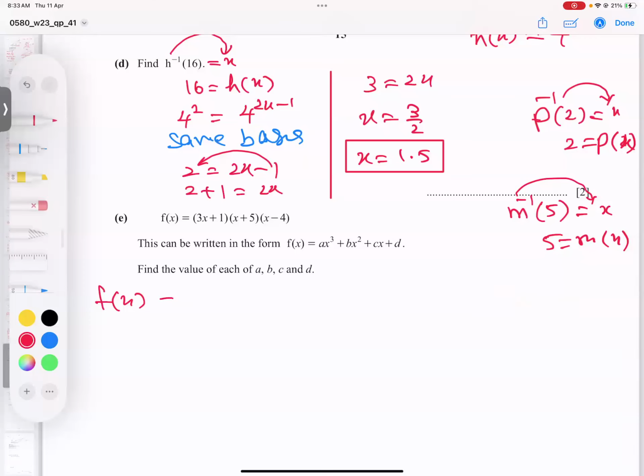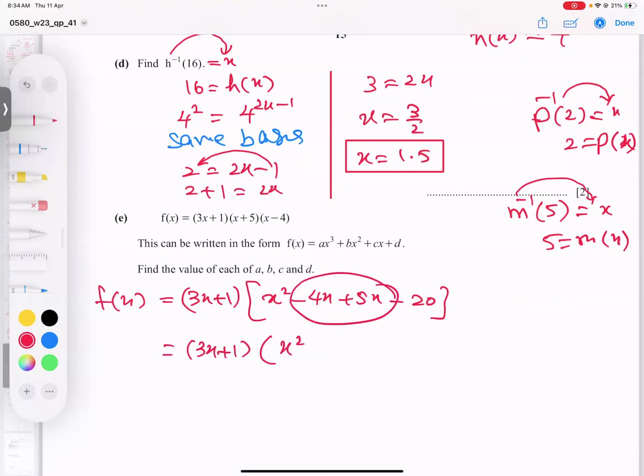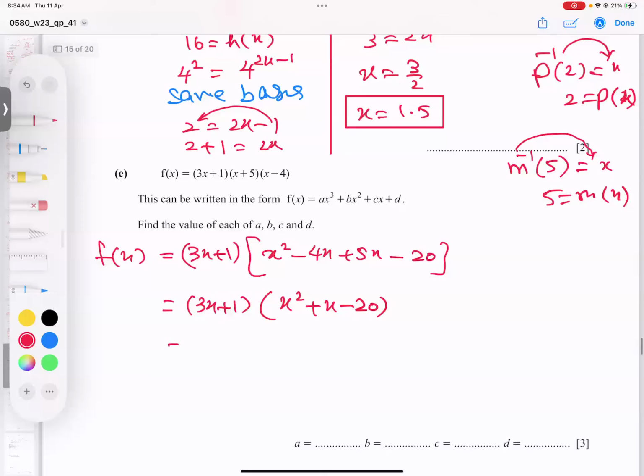So I'm keeping 3x plus 1 inside a bracket and multiplying these two. x times x, I got x squared. x times negative 4, I got negative 4x. 5 times x, I got 5x. 5 times negative 4, I get negative 20. So be careful, these two have opposite signs, so it becomes x only, and negative 20. Okay, and now I can work out for it.